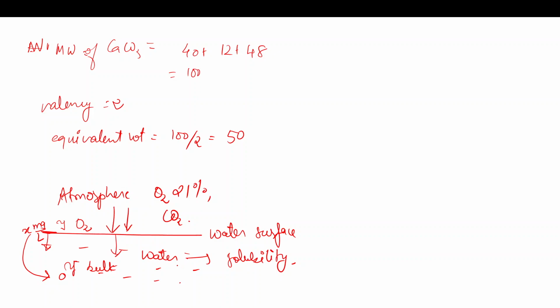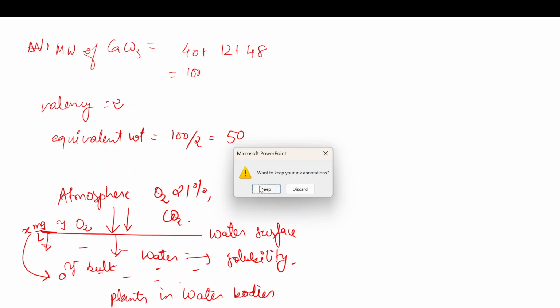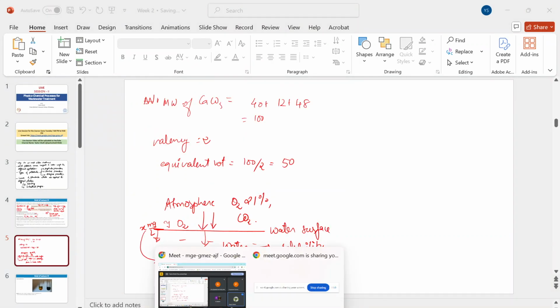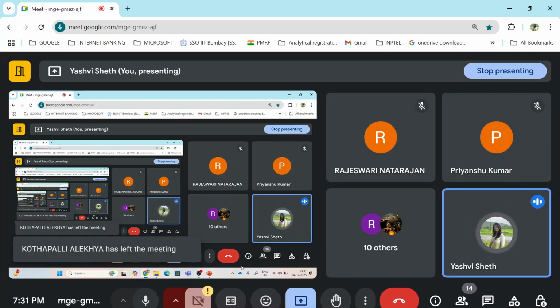Another source of oxygen can be the plants in the water bodies. So during respiration, they release oxygen and contribute towards the dissolved oxygen in the water bodies. Now, what is the standard for dissolved oxygen in water bodies? Can you tell me which is required for all the aquatic living organisms for their healthy life? Do you know what is that concentration?